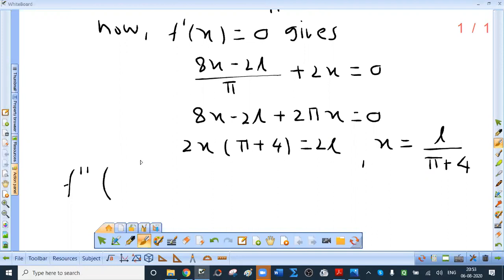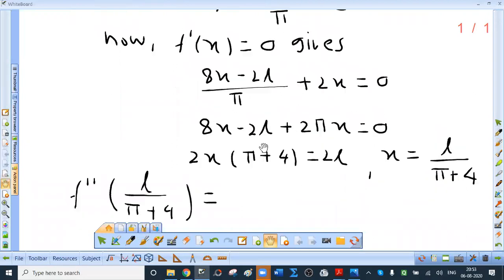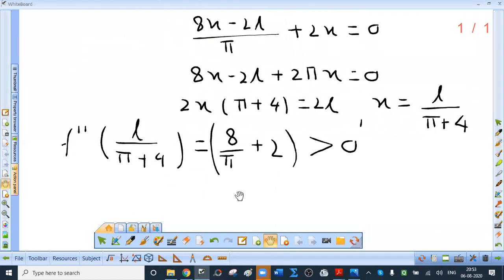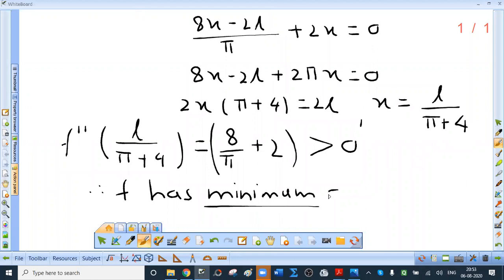F double dash of L upon pi plus 4 is nothing but, what is that? 8 upon pi plus 2. Better we put this in bracket. This is greater than 0. So the function has minimum. So f has minimum at x equal to what? L upon pi plus 4.